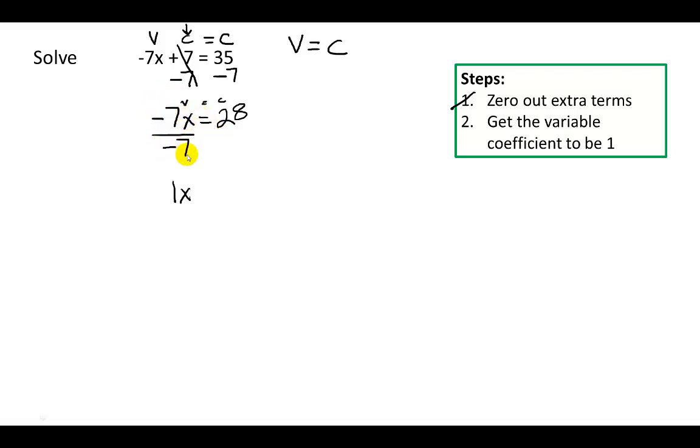If we divide the left by a negative 7, we're going to divide the right side by a negative 7 as well. So we have a 1x left on the left, and on the right side we have a positive divided by a negative. Multiply and divide rules say if they're different signs, we're going to get a negative. 28 divided by 7 is 4. So 1x is equal to negative 4, or you could say x equals negative 4. 1x and x mean the same thing.